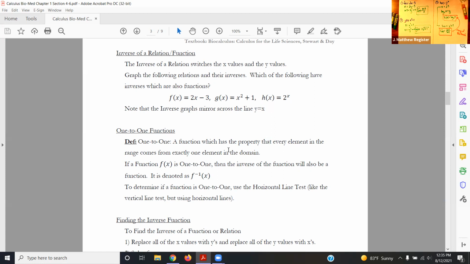If a function is one-to-one, then the inverse is also a function, and we denote it with the f^-1 notation. We do have the horizontal line test, which can be used to determine that.